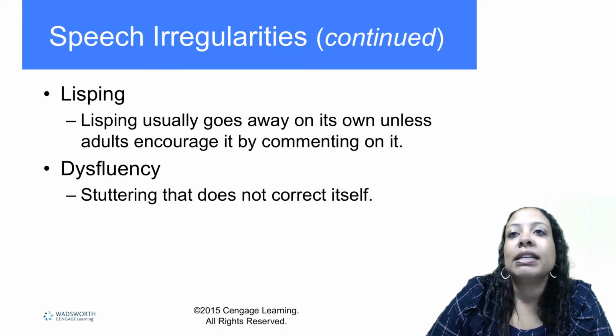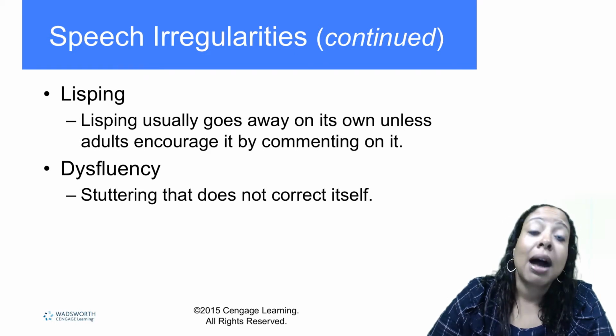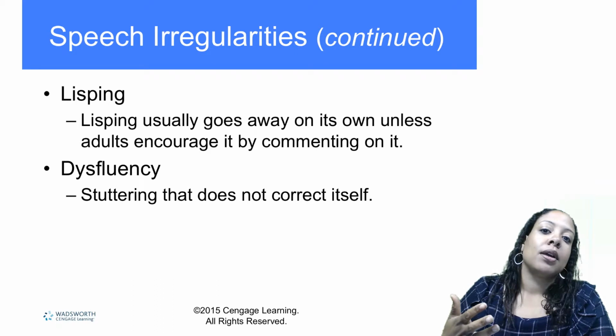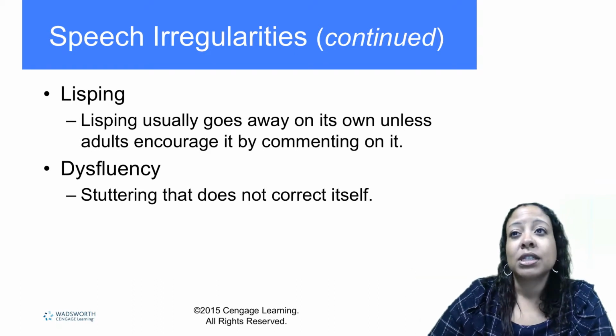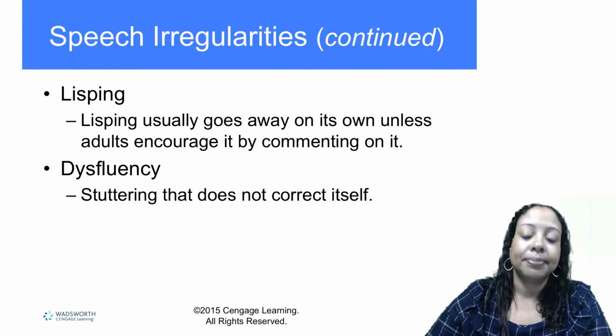Also lisping. Lisping usually goes away on its own unless adults encourage it by commenting on it. So sometimes it invokes anxiety, and that goes with stuttering as well. Disfluency, stuttering that does not correct itself.